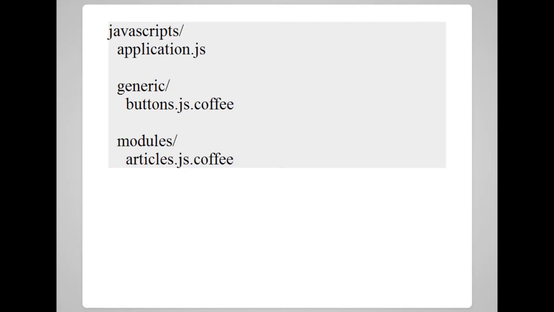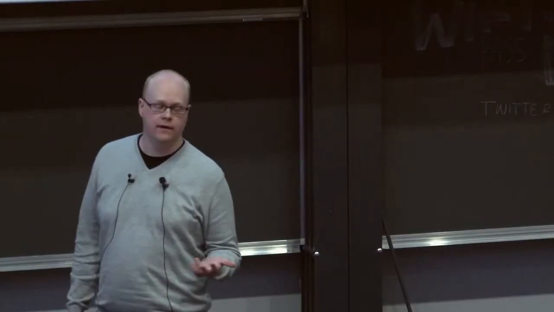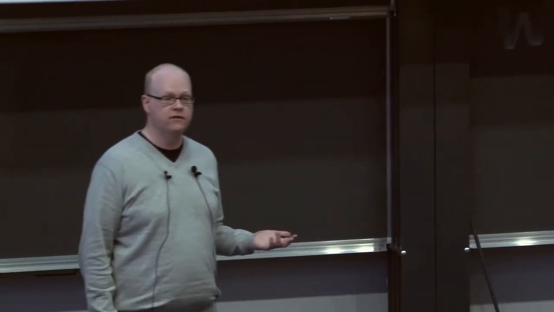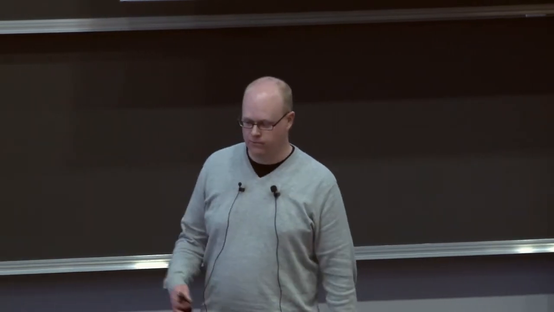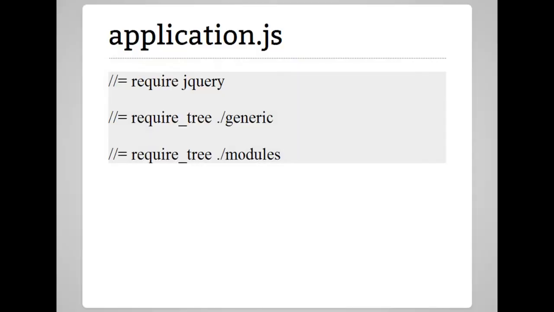This is my JavaScript folder. It has one application.js. Then I have some generic styling. If you needed JavaScript for your buttons, for instance, when you hover over it, you'll see a tooltip. You can do it with CSS, of course, but if for some reason not, it's in there. And for instance, you have a module for your articles.